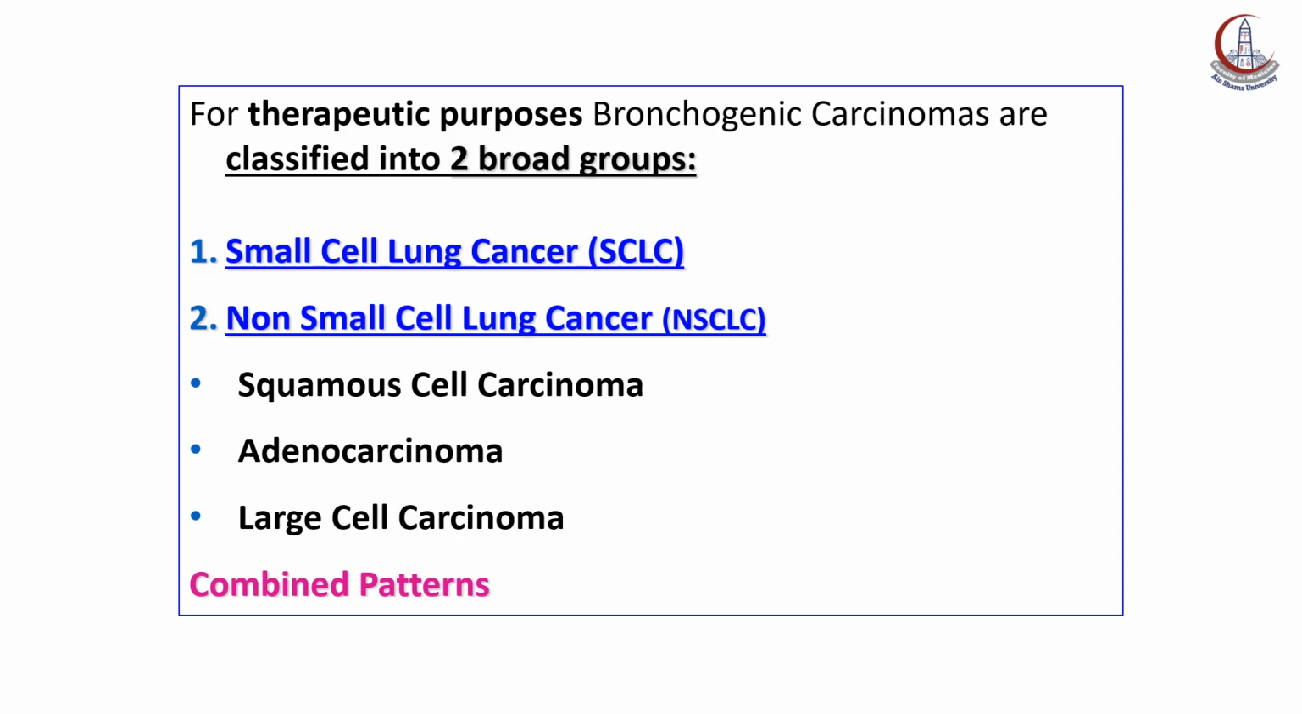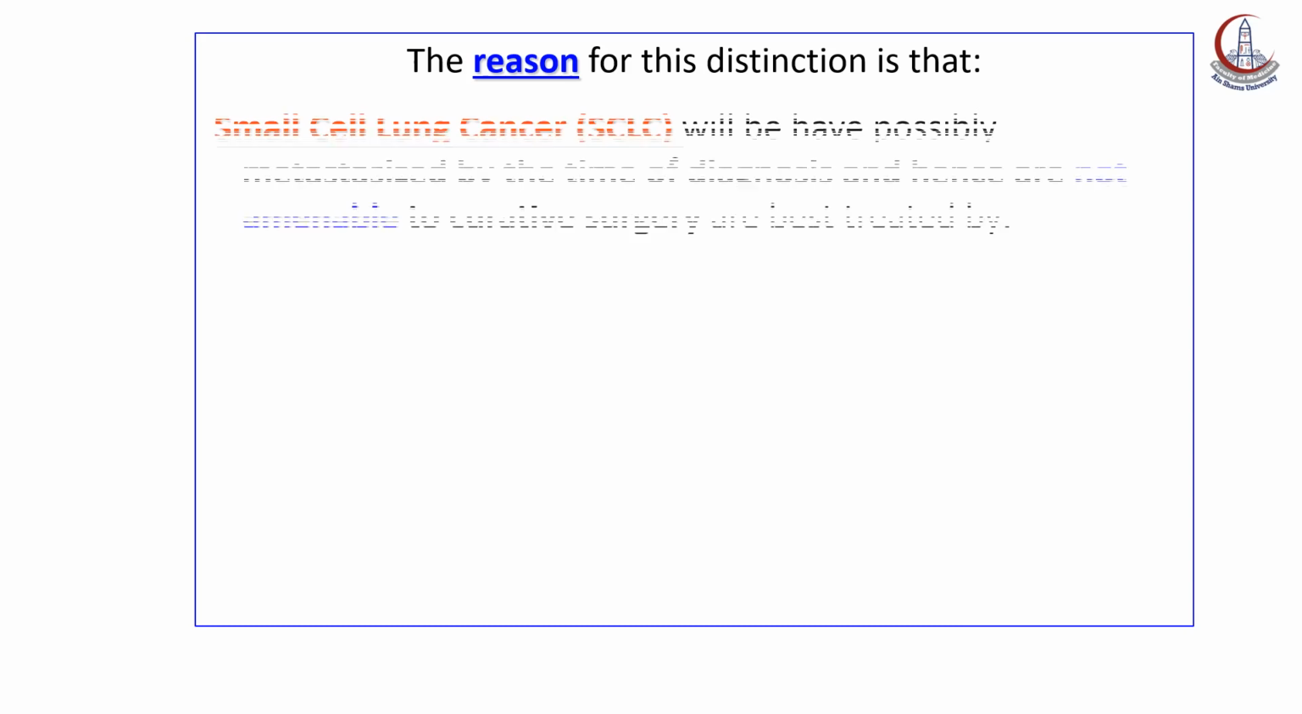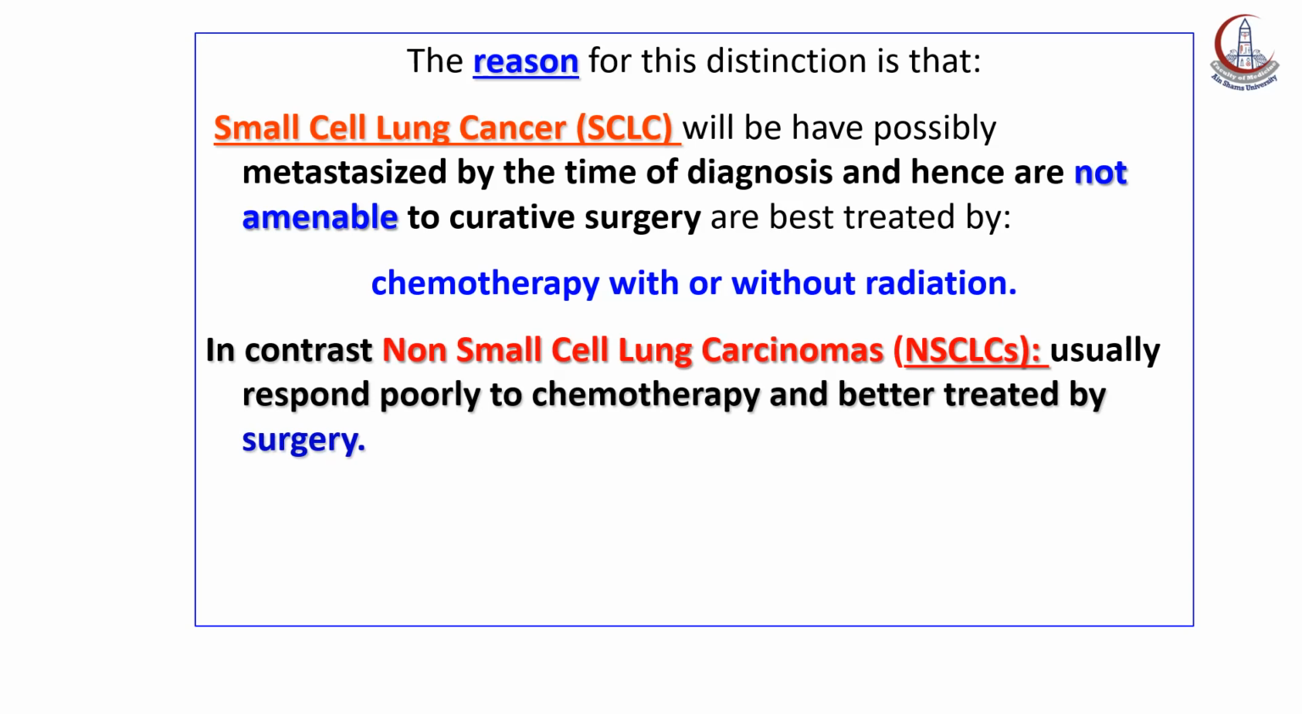Also, we can have a combined pattern of these 4 histologic types. The reason for this distinction is that the small cell carcinoma will possibly have metastasized by the time of the diagnosis and hence is not amenable to curative surgery, and is best treated by chemotherapy with or without radiotherapy. In contrast, non-small cell lung cancer usually responds poorly to chemotherapy and is better treated by surgery.